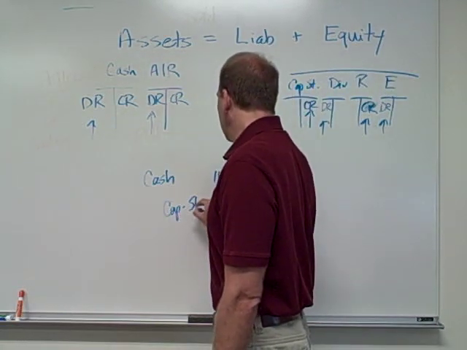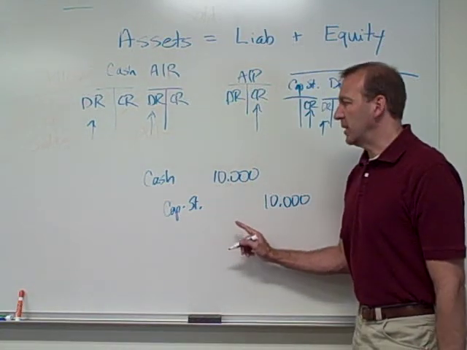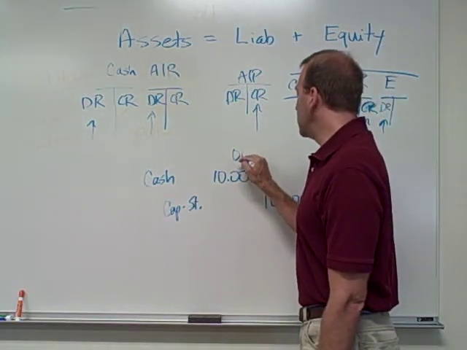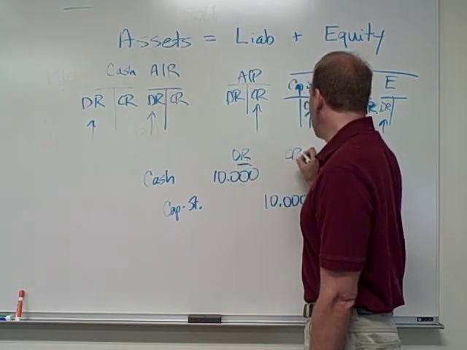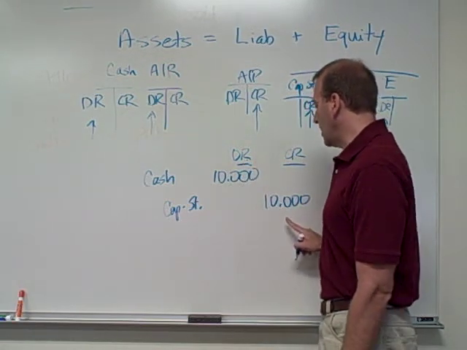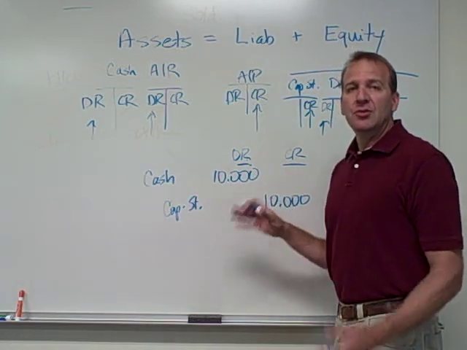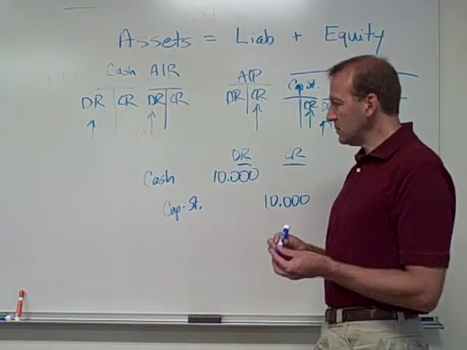And this here is the official journal entry, okay? You put cash and then 10,000. This would be a debit column. This would be a credit column. And then capital stock, 10,000 credit. So here's a journal entry. This would be a formal journal entry in our books, okay?